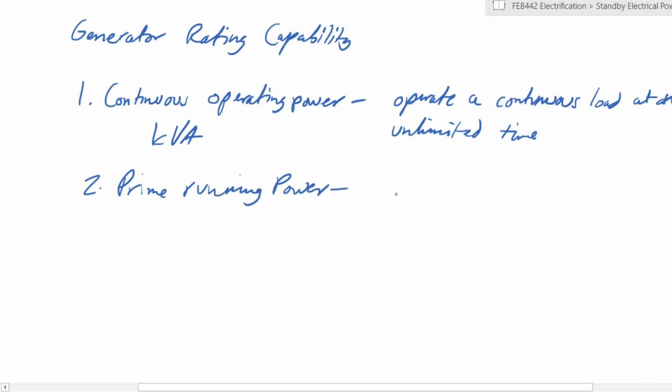This is slightly different from the continuously operating power. So this is the maximum power that the genset is able to supply or operate a variable load for an unlimited time.